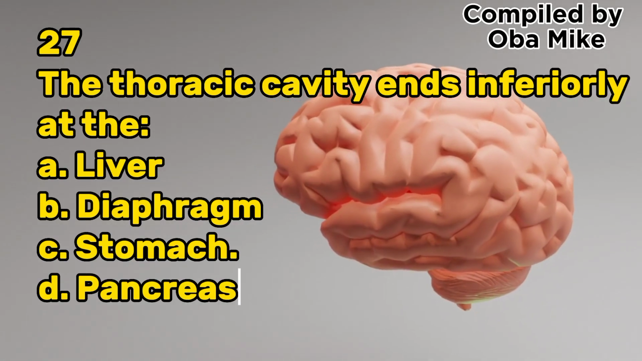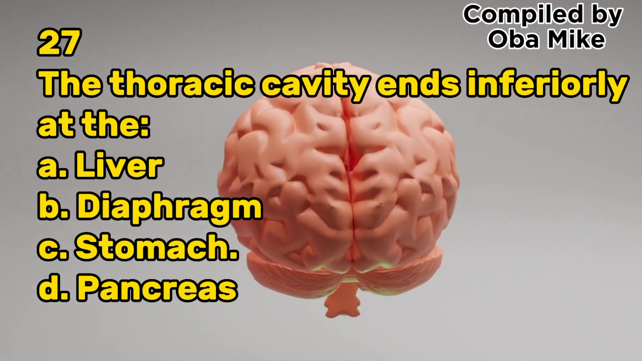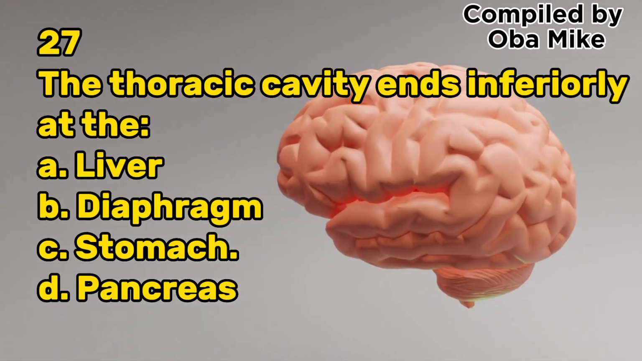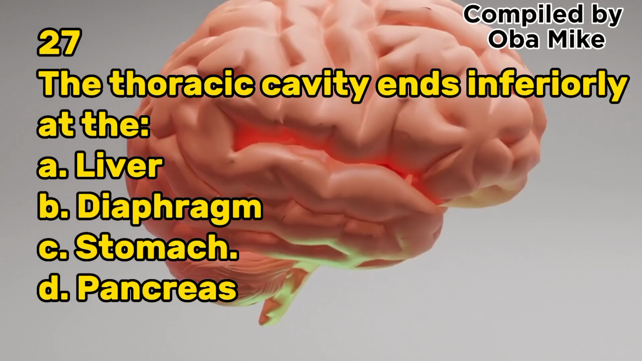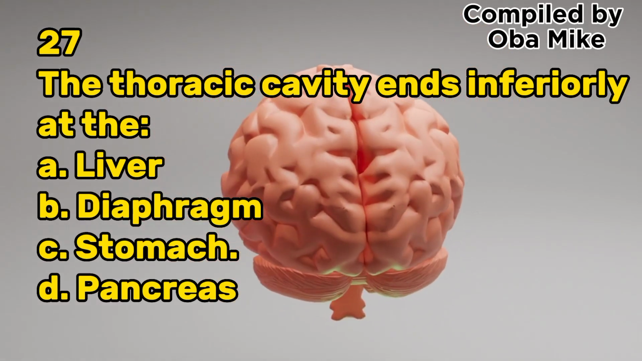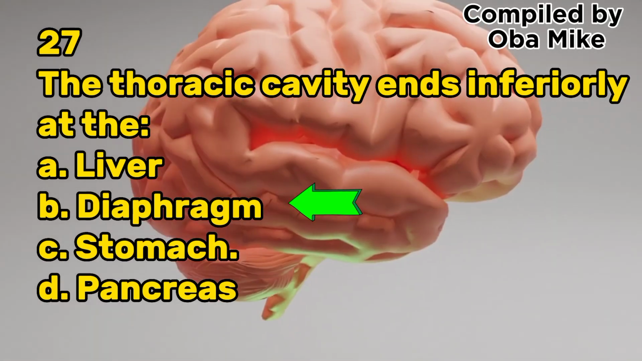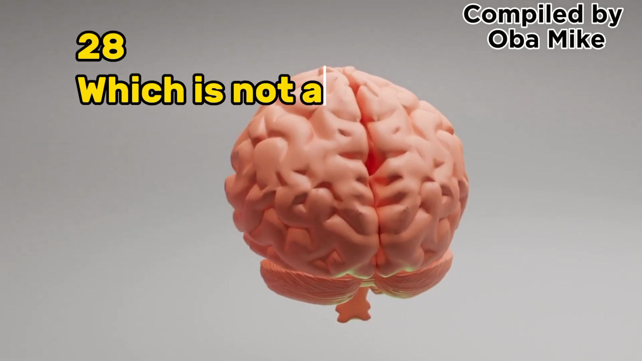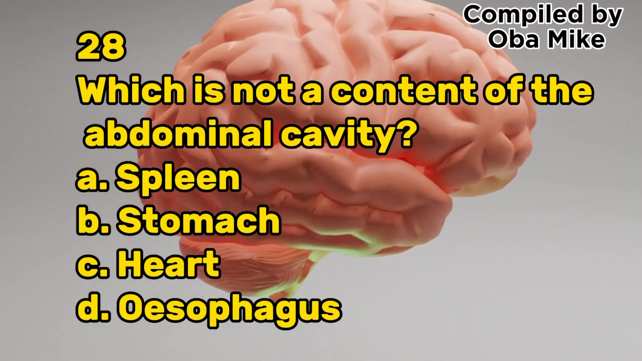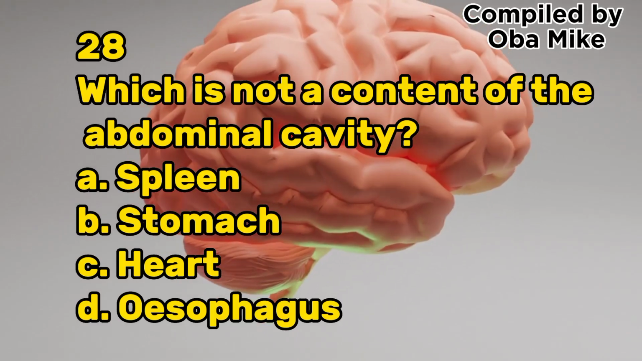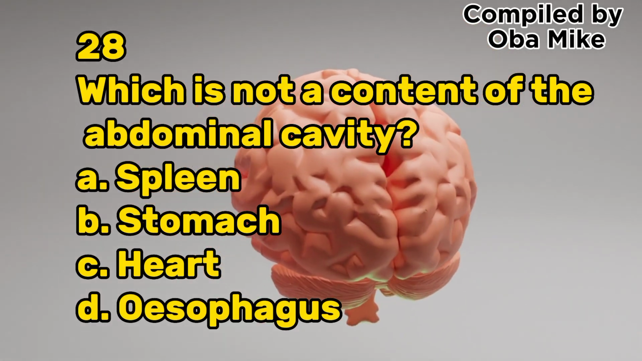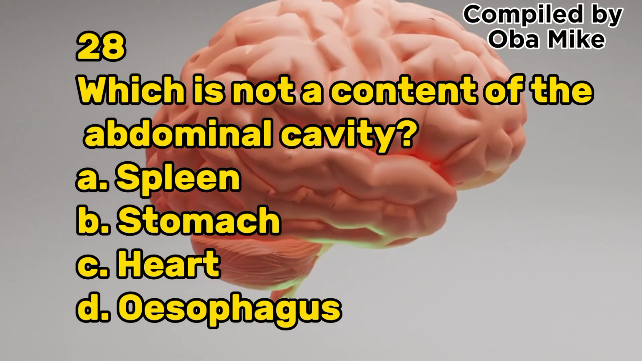27. The thoracic cavity ends inferiorly at the A. Liver, B. Diaphragm, C. Stomach, D. Pancreas. 28. Which is not a content of the abdominal cavity? A. Spleen, B. Stomach, C. Heart, D. Esophagus.